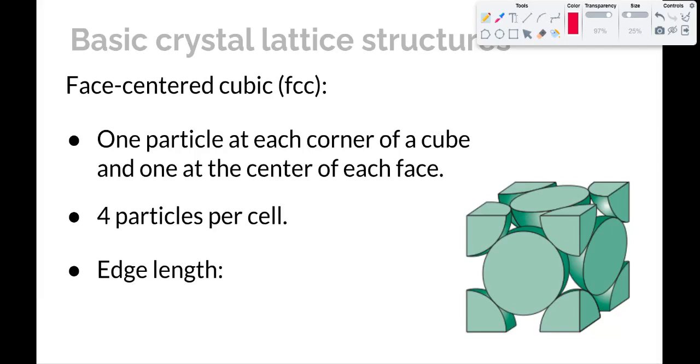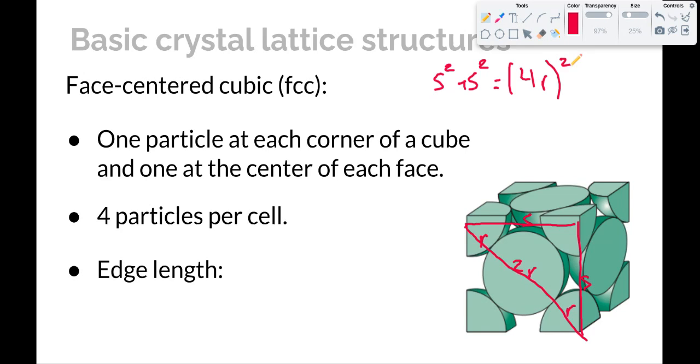Let's figure out what the edge length would be. If we look at the edge as having length S, there's S this way, and then there's S this way, and then we can make a right triangle by connecting those. This right triangle has a radius, then 2 more radii, and then another radius. So S squared plus S squared is 4 times R squared by Pythagoras' theorem. Wait, the hypotenuse is 4R, so 2S squared is equal to 16 times R squared.